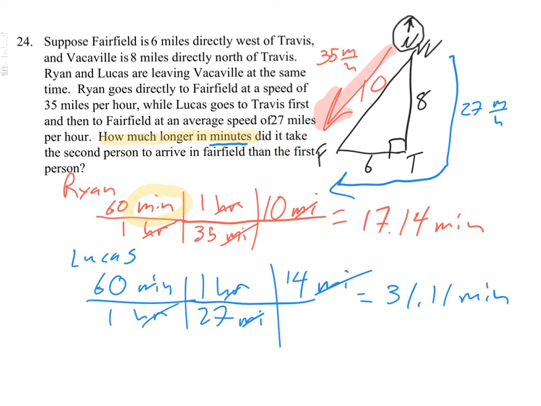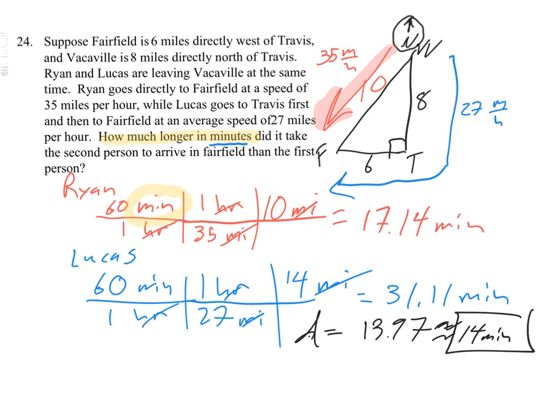Okay, now the question said, how much longer in minutes did it take the second person to arrive in Fairfield than the first? Well, if it took Ryan 17 minutes and it took Lucas 31 minutes, obviously Ryan got there first. So we just need to know the difference between these two numbers. So 31.11 minus 17.14 is 13.97. So the difference in time, which I'll just call D, is 13.97, or I would just round to 14 minutes.